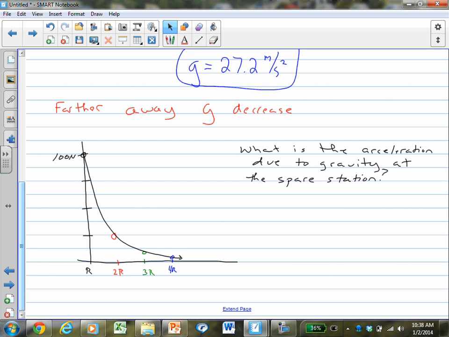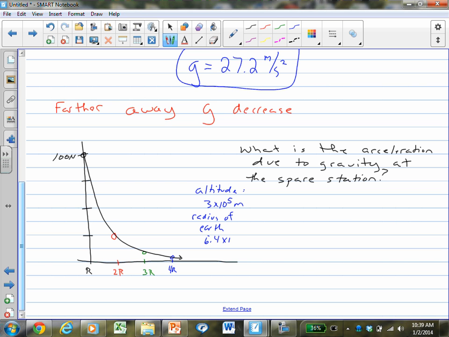So what is the acceleration due to gravity up there? It's not as strong as it would be on the surface. Well, the altitude of the space station is 3 times 10 to the 5 meters up. And the radius of the Earth is 6.4 times 10 to the 6 meters.